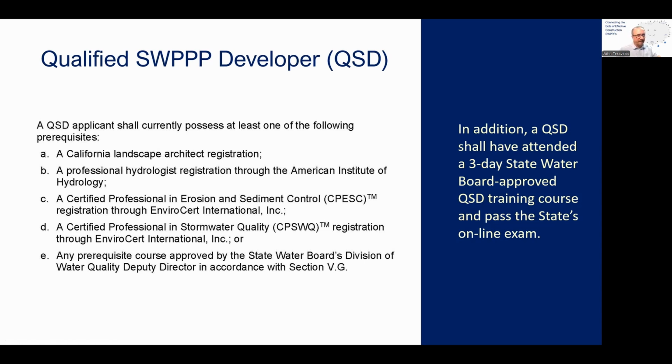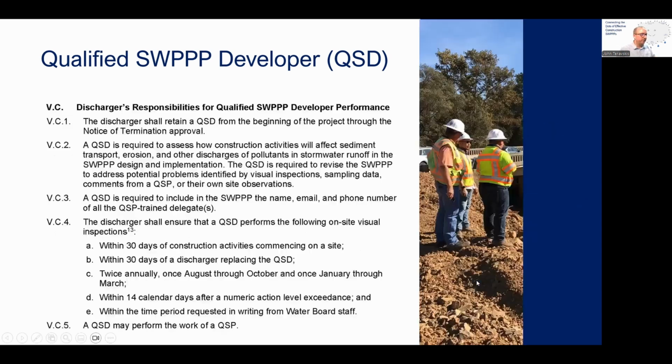Now, here in a moment, we're going to take a look at what other states require too. But the role of a QSD, according to the new permit, is this. Let's take a look. The discharger shall retain a QSD from the beginning of the project through its end, through the time the NOT, the notice of termination, is approved. So a QSD has to be associated with that project. And notice whose responsibility that is. It's the discharger, the legally responsible person's responsibility to make sure that QSD is associated with that project.